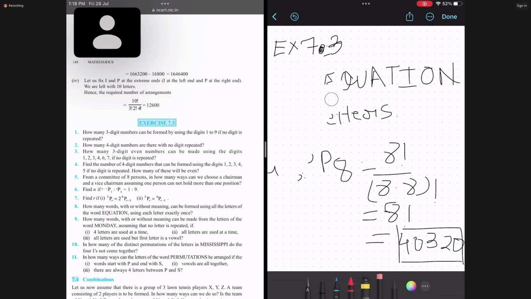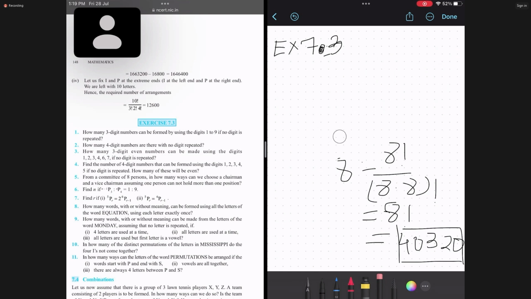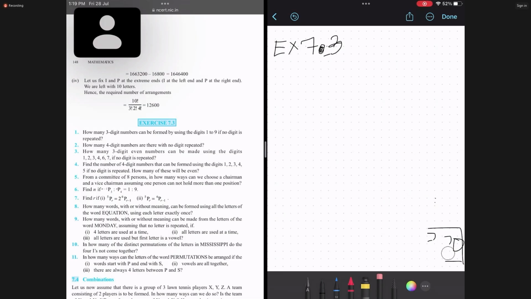Moving on to question number 9. Questions number 9, 10, and 11 have many subparts, and these are the questions that are actually going to be tricky for you all. So pay extra attention when you solve these questions. That is one piece of advice that I would like to give you all.